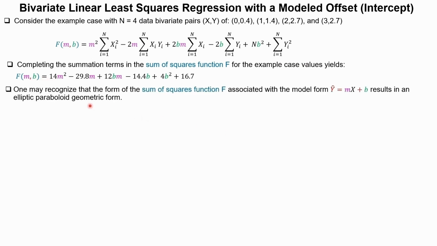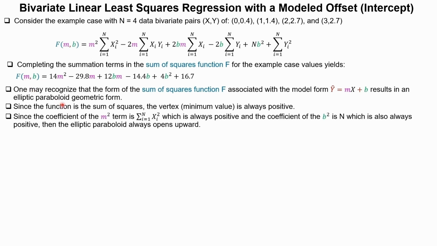One may recognize the geometric form of this sum of least squares function as an elliptic paraboloid. It's linear with respect to the sum of squares function. It is squared with respect to the parameters m and the parameters b. This function, as you recall, was a sum of squares, and since each individual term is positive, the total result is always going to be positive. Since the coefficient of the m squared term is the sum of x squared, which will always be positive, and the coefficient of the b squared term is n, which is the number of bivariate pairs, is also always positive, then this elliptic paraboloid will always open upward.